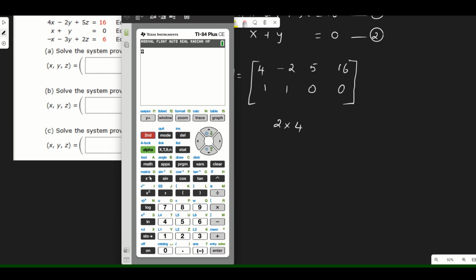select my matrix again. Now this time I am going for the math part of it, where I can find the reduced row echelon form. Select reduced row echelon form, and I want the reduced row echelon form of this first matrix that I have entered. When I select it, I get this as my answer. These are all decimals. I don't want that in decimals. I want that to be in fractions.